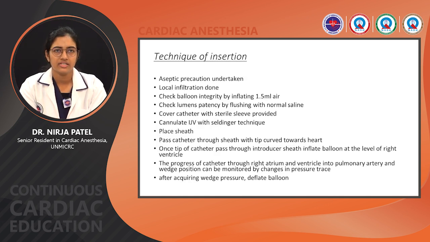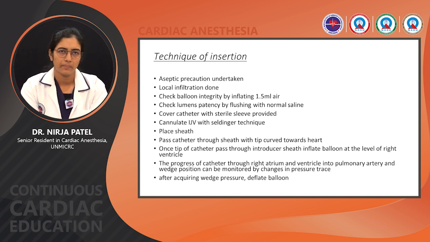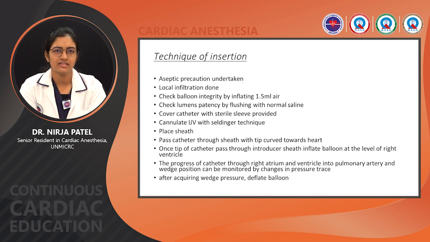Now coming to the technique of insertion, first all aseptic precautions have to be taken, local infiltration should be done, patency of the balloon will be checked with 1.5 ml air, and all lumen patency should be checked with normal saline. Cover the catheter with the sterile sleeve which is provided in the set, cannulate the IJV with Seldinger technique, place the sheath, and insert the catheter through the sheath. Once the tip of the catheter passes through the introducer sheath, inflate the balloon when the catheter is at the level of the right ventricle.